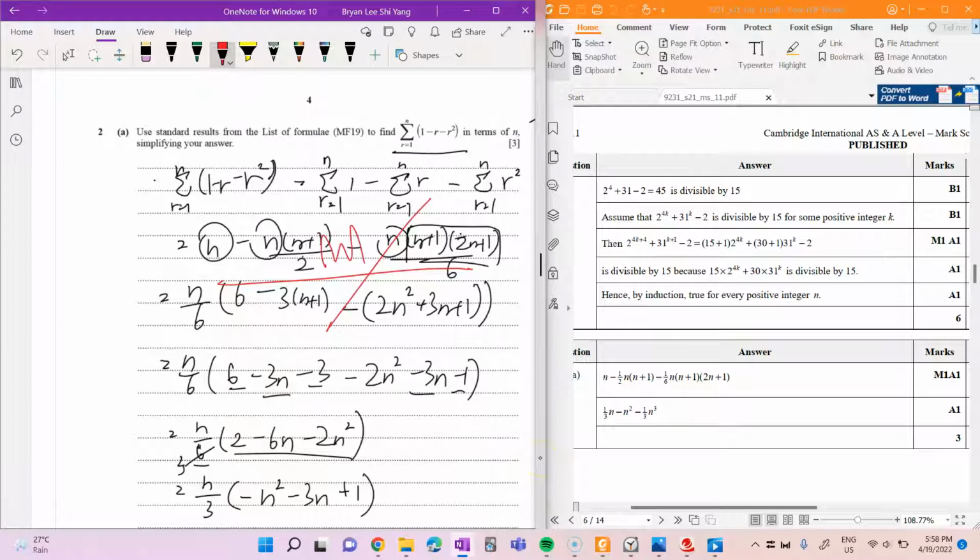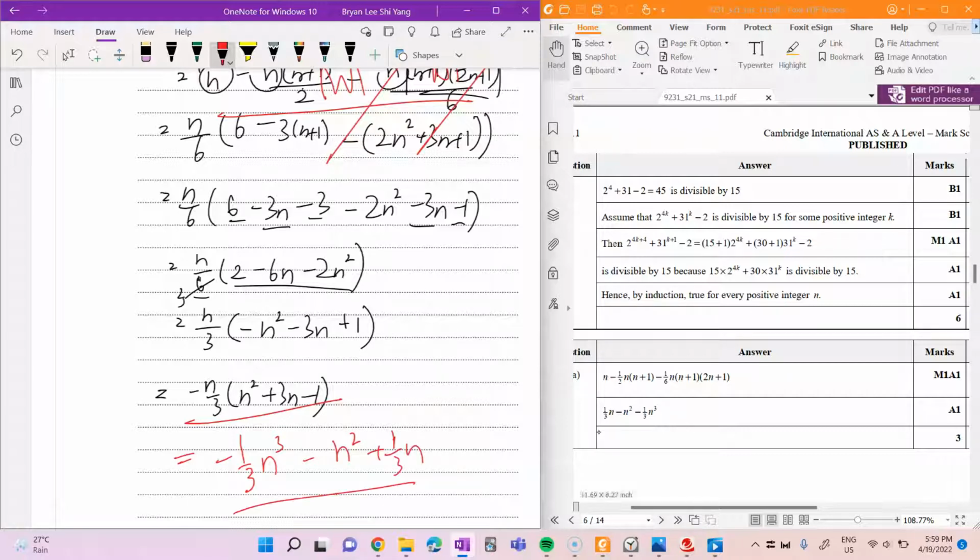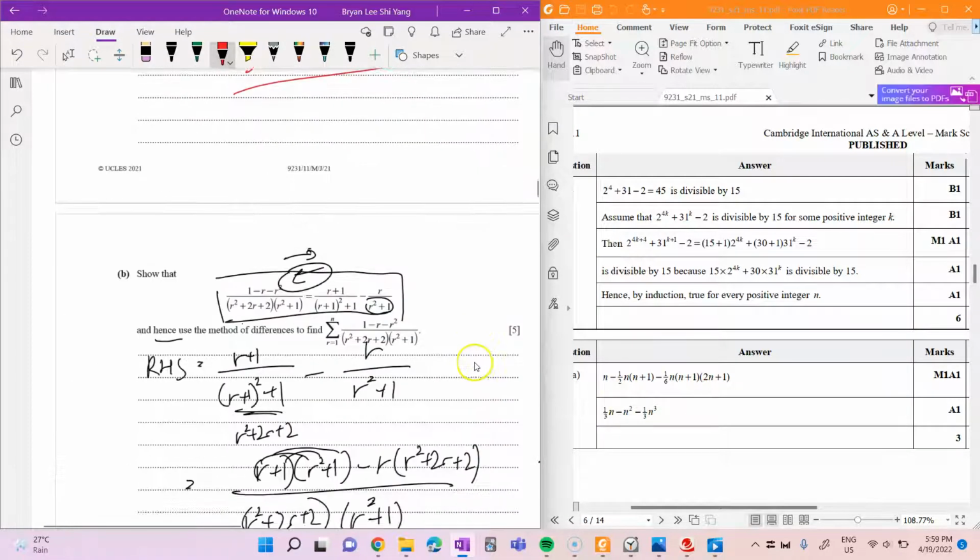Okay, now for question 2, as you can see, I used the formula over here. So this is an M1, and then I give an A1 over here because I factorized it correctly. This one might look a bit different from what I have over here, but if I multiply it out, so 1 over 3 n cubed minus n squared plus 1 over 3n, since these two are equivalent, I know I'm being lenient on myself, but I would give this mark to myself.